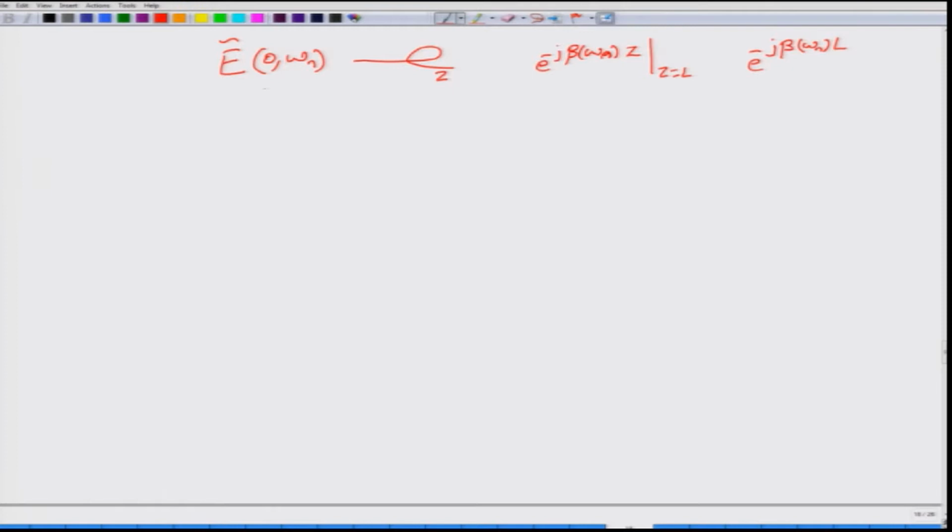So, this nth frequency component will become E of 0, omega n times e power minus j beta of omega n L, which means the amplitude would remain as it is, because we have assumed alpha to be equal to 0, and we simply have a phase shift which is dependent on the propagation constant at the corresponding frequency omega n.